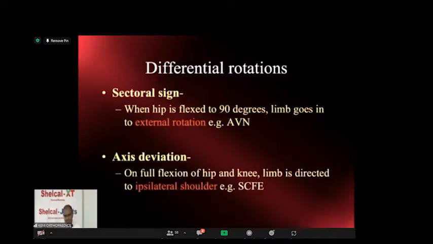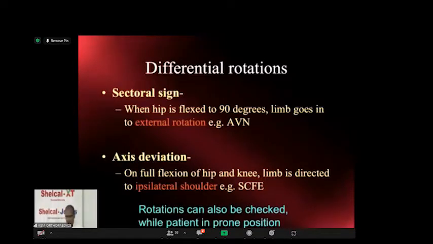One is axis deviation, which happens in slipped capital femoral epiphysis, that on full flexion of the hip and knee, the limb is directed to the ipsilateral shoulder. Normally, it is directed to the opposite shoulder, but if it goes to the ipsilateral shoulder, then this axis deviation is in favor of slipped capital femoral epiphysis.